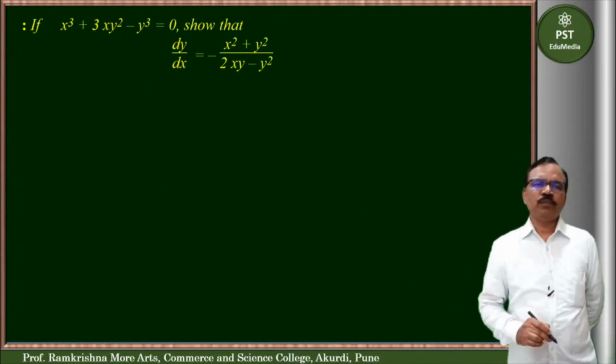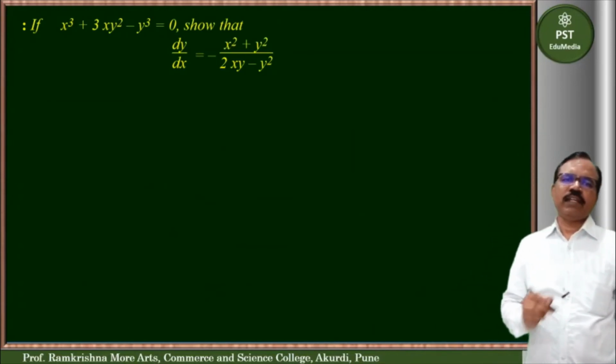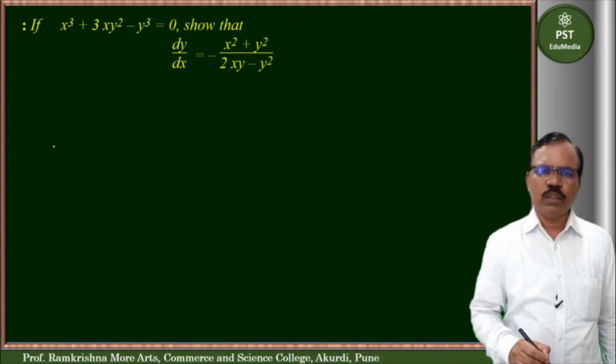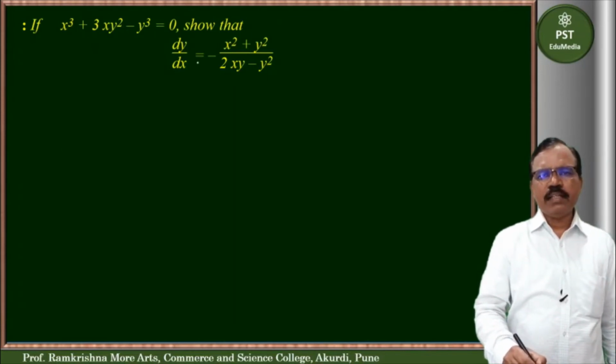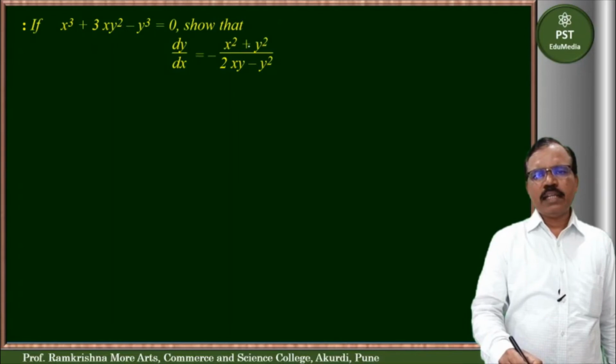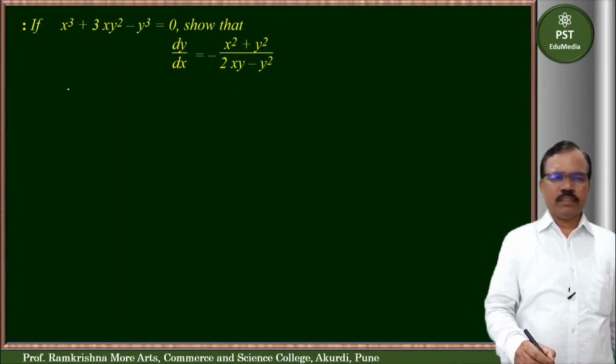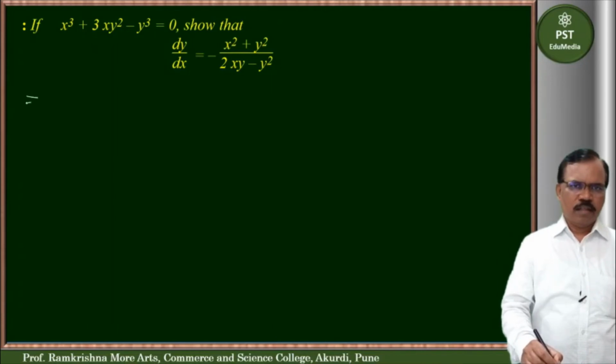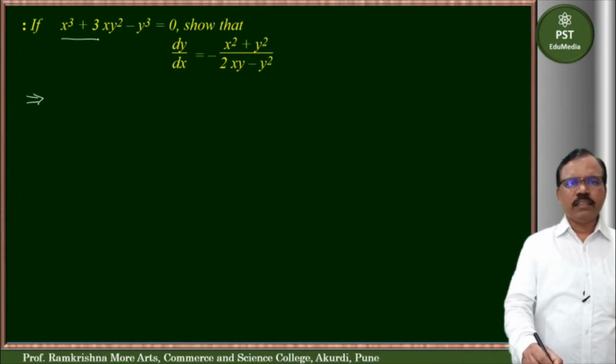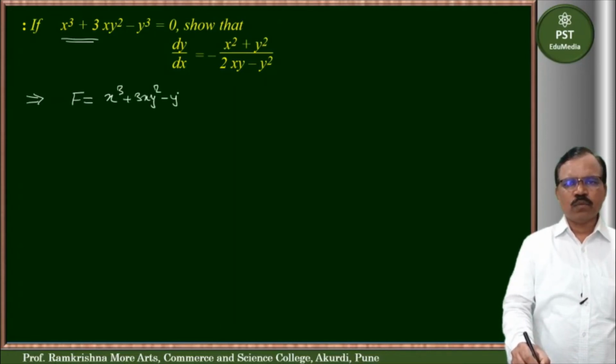If x cube plus 3xy square minus y cube is equal to 0, show that dy by dx is equal to minus (x square plus y square) upon (2xy minus y square). Now here this is an implicit function. So here I can write f is equal to x cube plus 3xy square minus y cube.